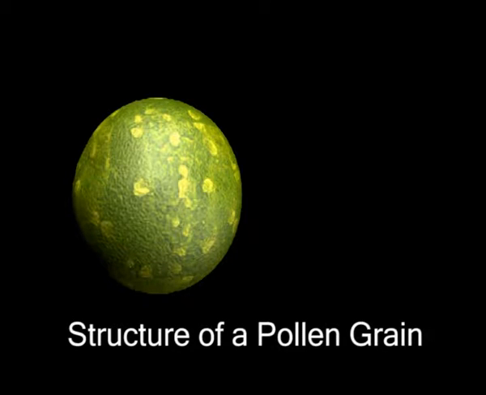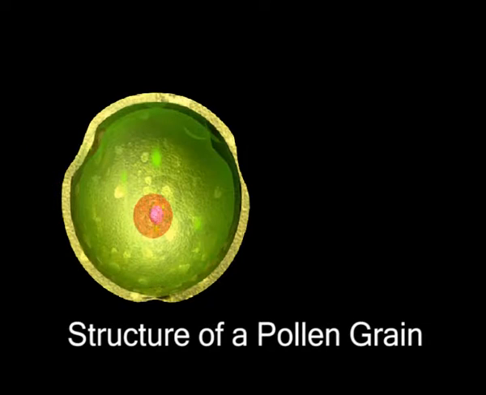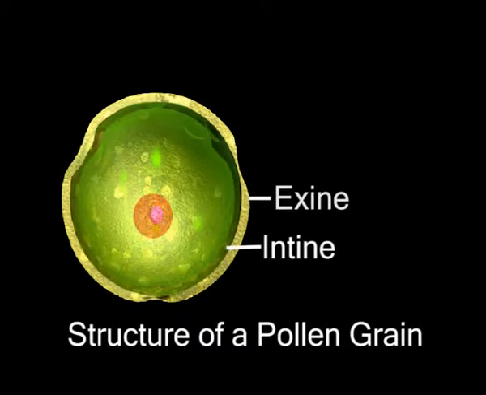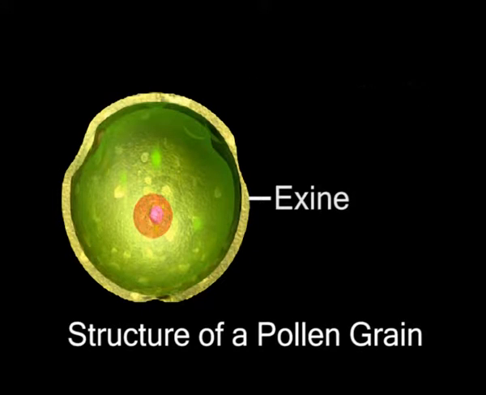Structure of a pollen grain. This is a pollen grain. It has a 2-layered wall. The outer wall is known as exine and the inner wall is known as intine. Exine is made up of highly resistant substance known as sporopollenin. It can withstand high temperature and even strong alkali and acids.